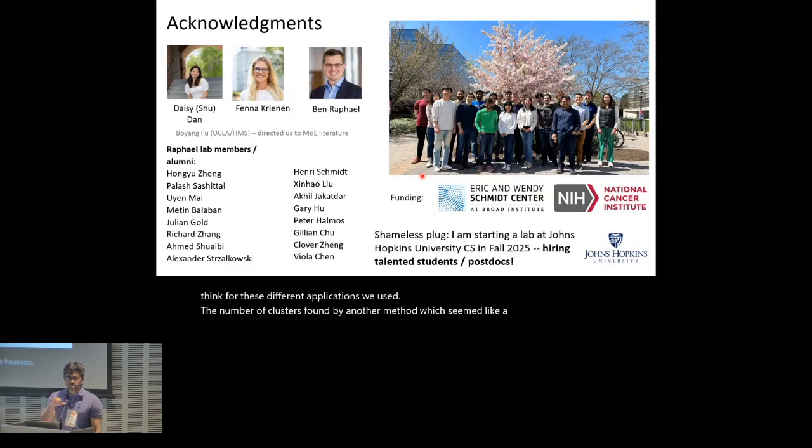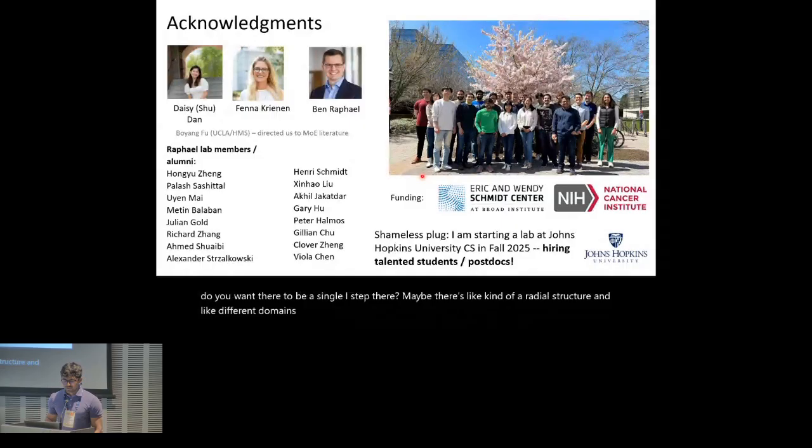each domain, do you want there to be a single isodepth, or maybe there's a radial structure and different domains inside one of these domains. I think these model selection questions in general are quite hard. Choosing K in K-means is always a tricky question. There are certain elbow heuristics that you can use, and we also have a heuristic that is not necessarily perfect. But yeah, good question.